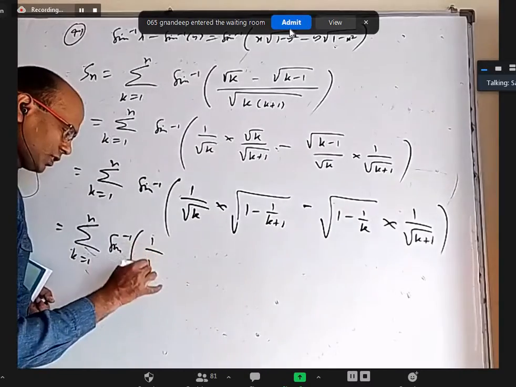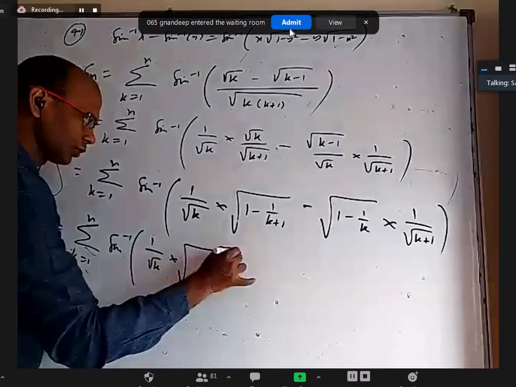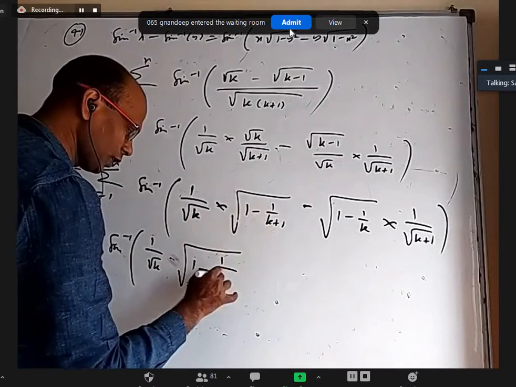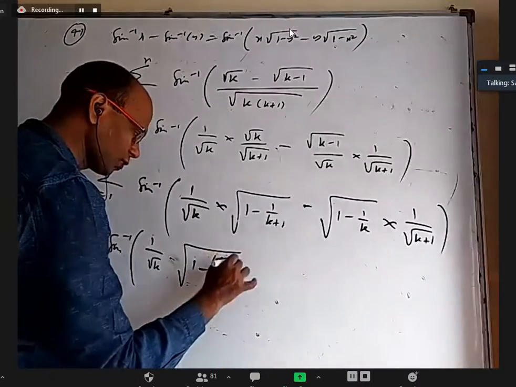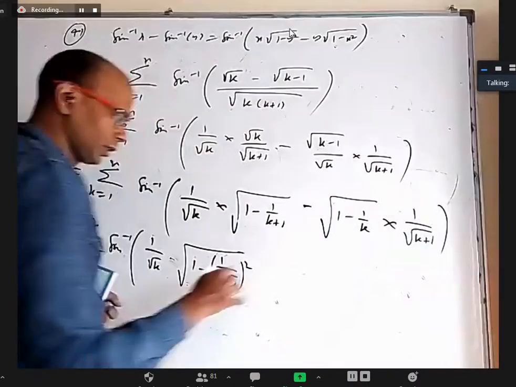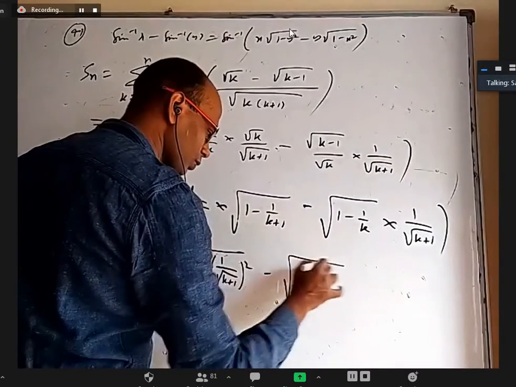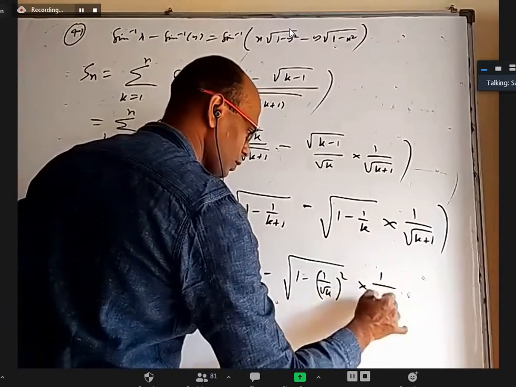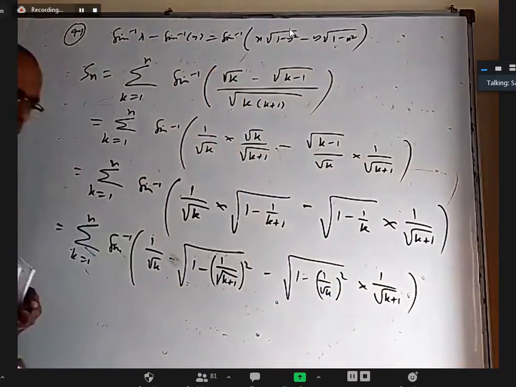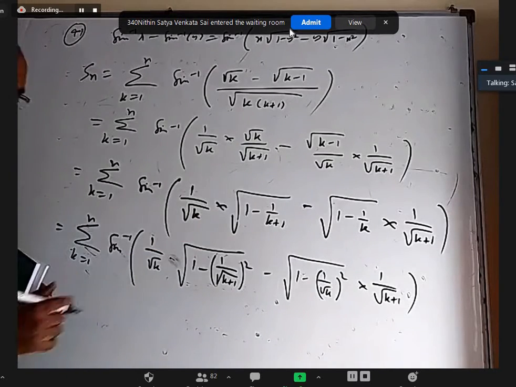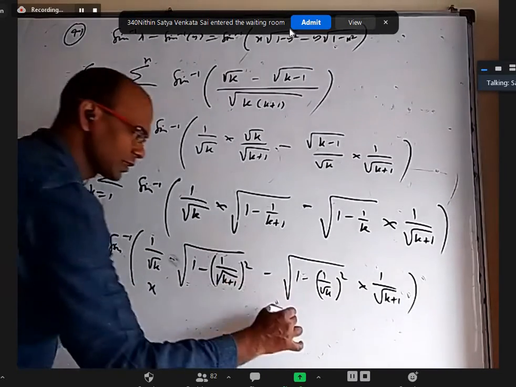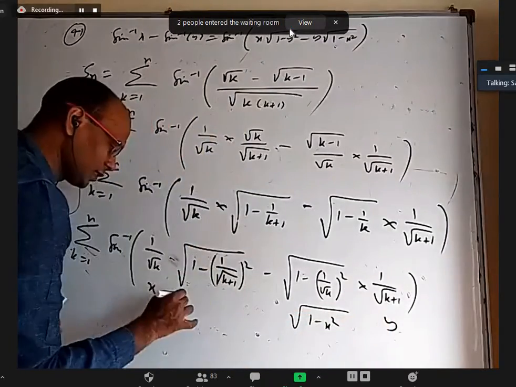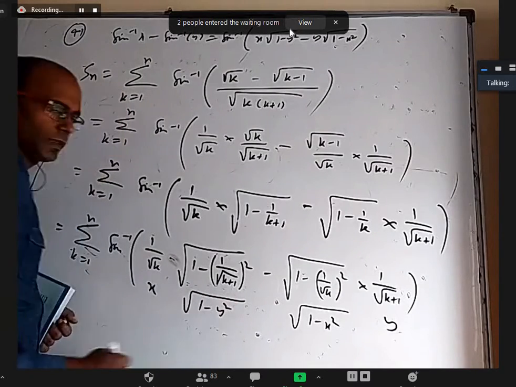Okay, now this is 1 by root k into root over 1 minus this 1 by k plus 1, I can write 1 by root k plus 1 whole square. Minus this one is root over 1 minus 1 by root k whole square into 1 by root k plus 1. Now we can easily see after adjusting like this, this is looking like x and this is like root 1 minus x square. This is like y and this is like root 1 minus y square. Isn't it?